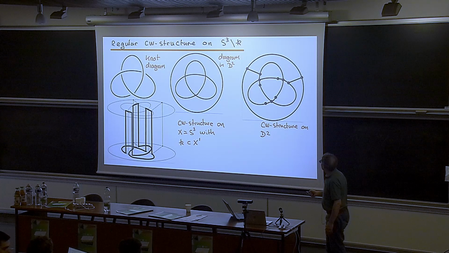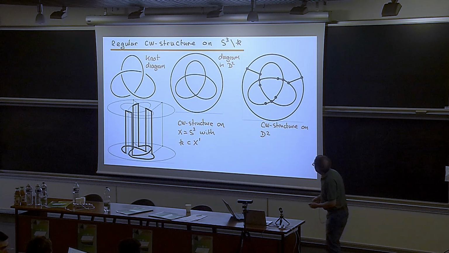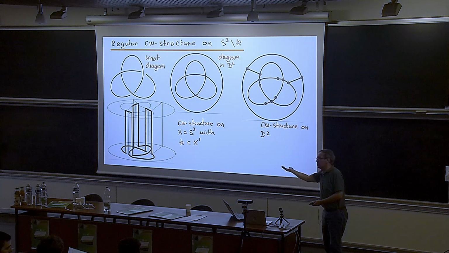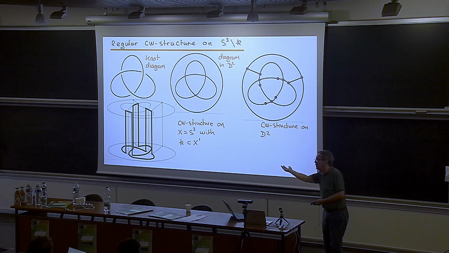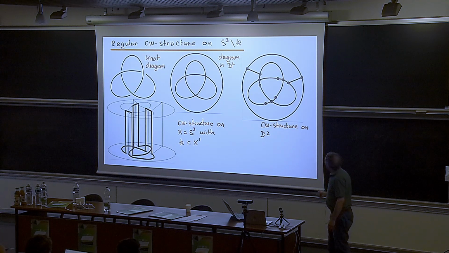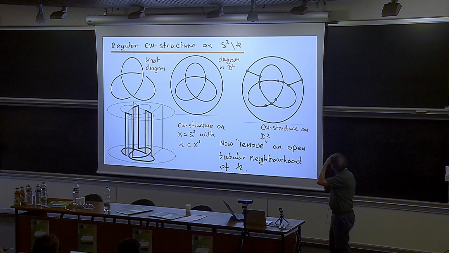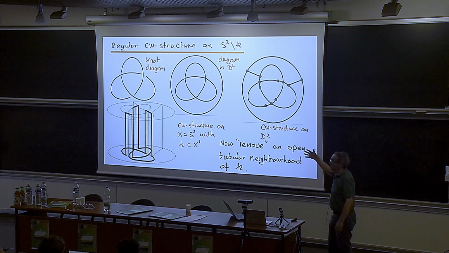And I suppose we also need to, well, that's a solid cylinder, and I suppose we need to add on a top and a bottom. Maybe we could add on a solid hemisphere on the top and a solid hemisphere on the bottom, and then we'd have a knot inside 3-space. And then what you have to do is remove an open tubular neighborhood of this knot, and that will give us the complement, which would be a regular CW structure on the complement.